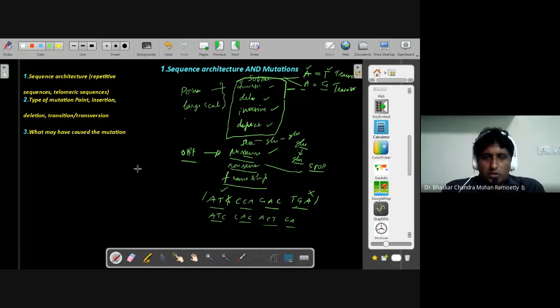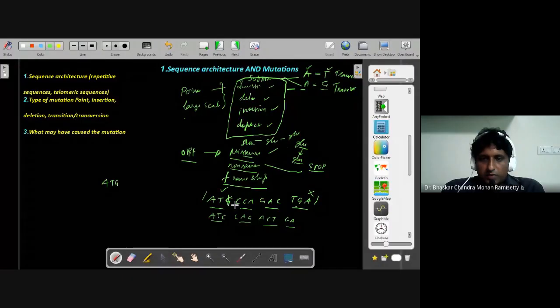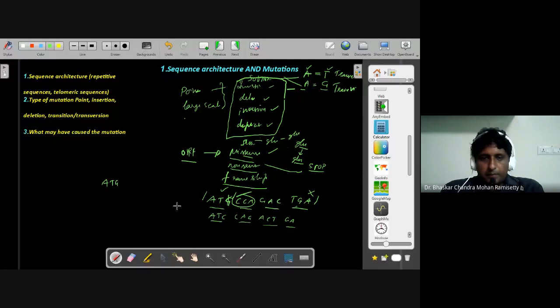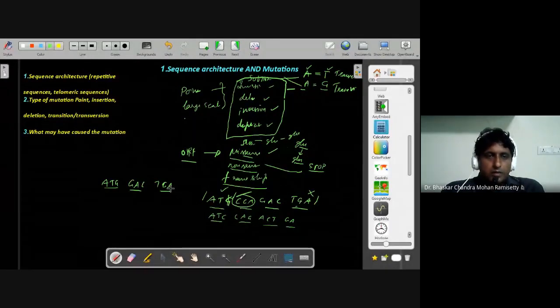Why am I saying which are not multiples of 3? ATG, say for example, in this case, assume that G is fine, and just for ease, I'm going to delete this CCA. Then the sequence would be ATG, GAC, TGA. There is no shift in the reading frame. Okay. I hope you got that.